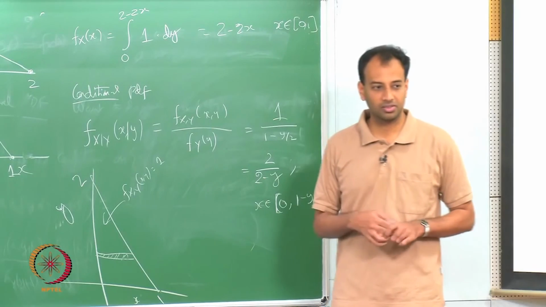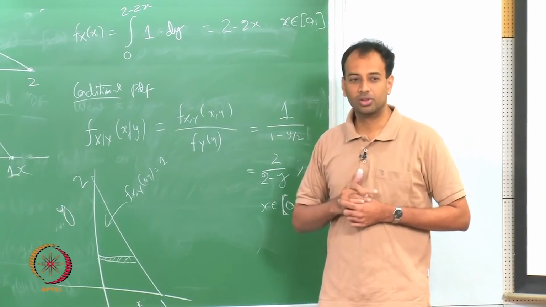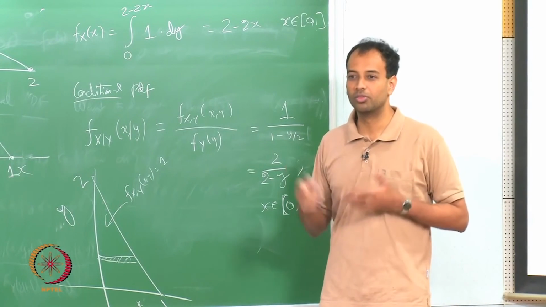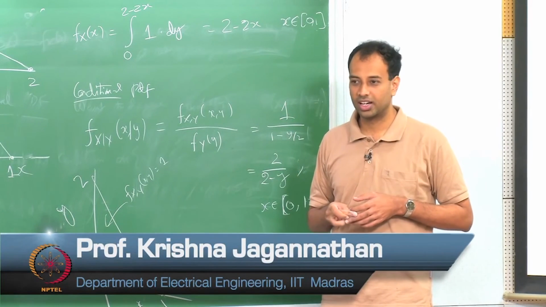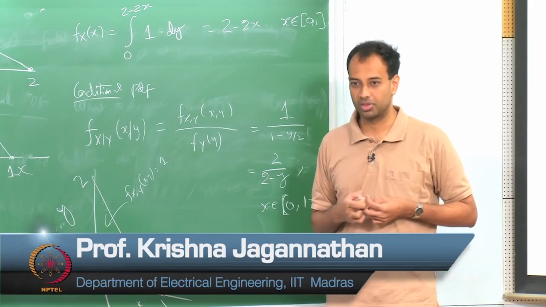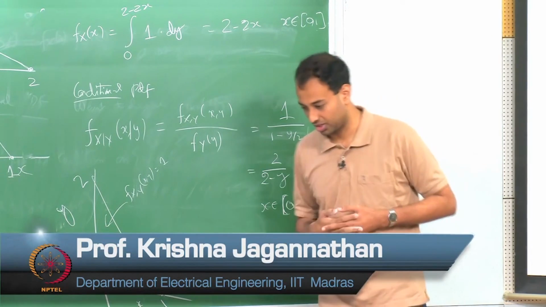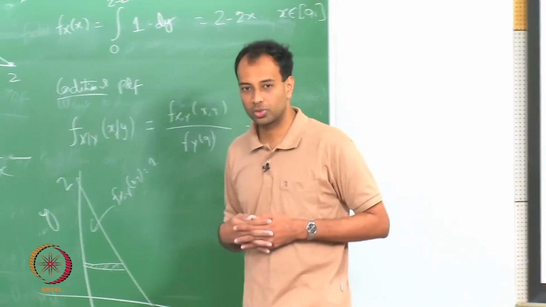Are there any questions? You can do any number of examples now, you can give yourself some homework: take any joint distribution you want and compute all these conditional PDFs and marginal PDFs. Okay, if there are no more questions, I will stop.